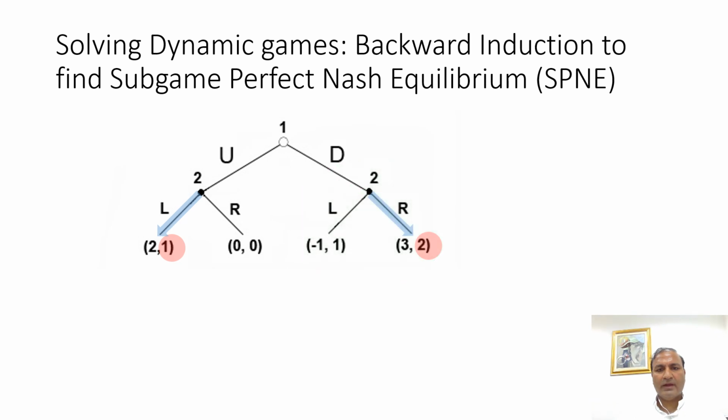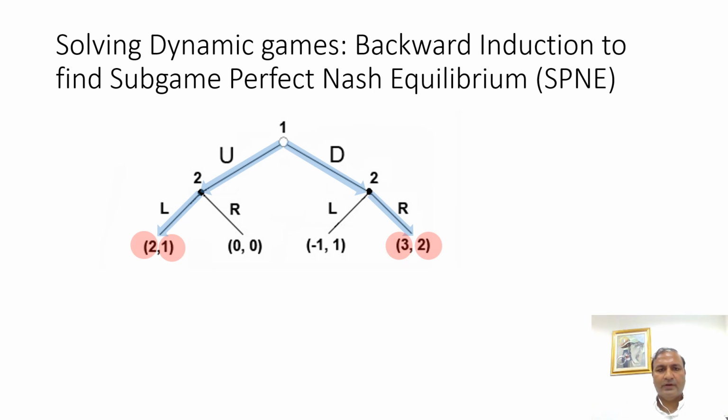Now we go back to player 1, and again the possibility is that he can choose U. If he chooses U, and we know that player 2 will choose R, he will end up getting 2 here. On the other hand, if he chooses D, and we know that player 2 will choose R, he will get a payoff equal to 3.